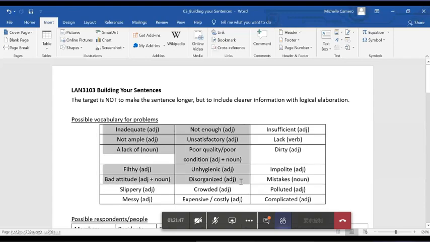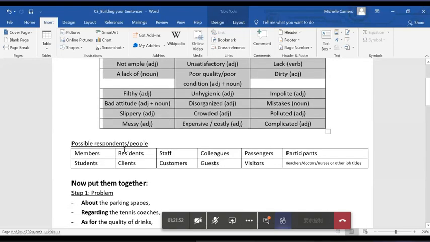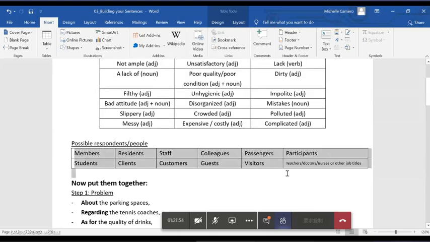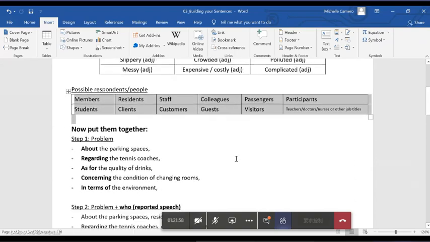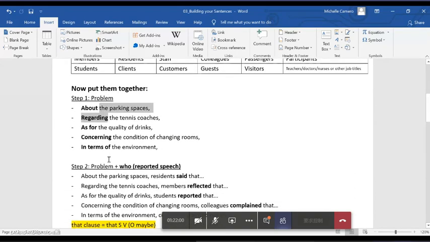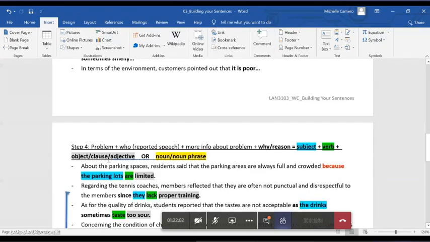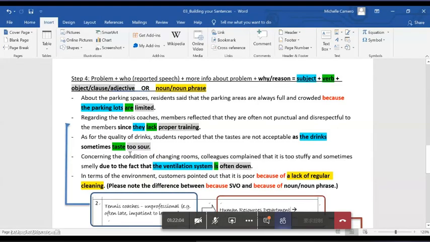So remember, we've talked about some vocabulary, some negative adjectives, and other words that might be used with the problem. We talked about possible people who will be the people complaining. And we've talked about building sentences. This is just one way. Remember, I've given you tons of different sentence patterns in my other papers.